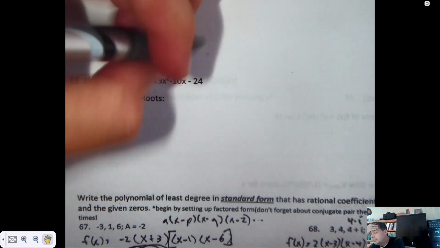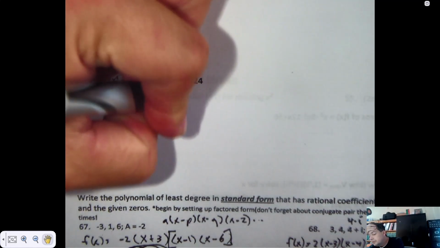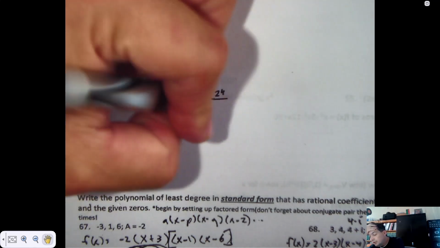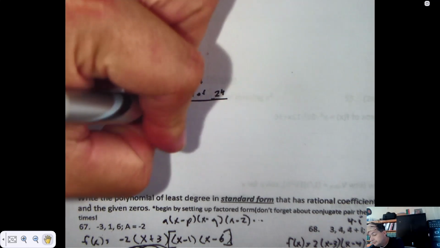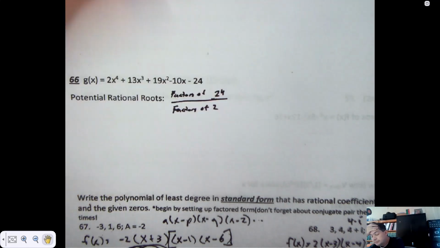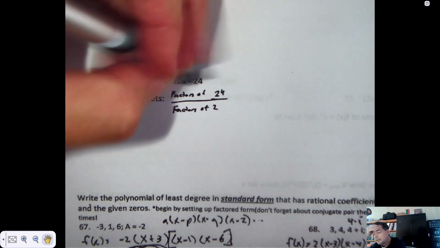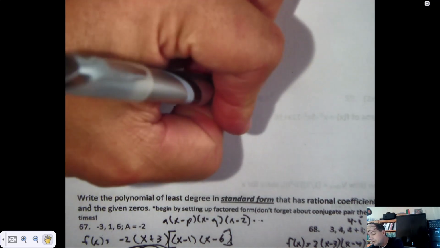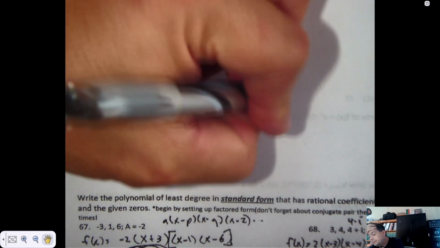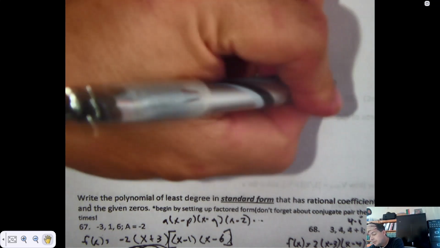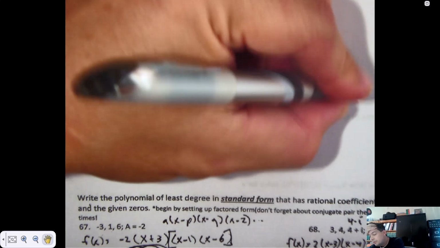By the way, the rational root theorem is going to be factors of the constant 24 over factors of 2. If this thing has a rational zero, it's in this list that I'm about to create. So factors of 24 are plus and minus 1, plus or minus 2, plus or minus 3, plus or minus 4, plus or minus 6, plus or minus 8, plus or minus 12, and plus or minus 24.